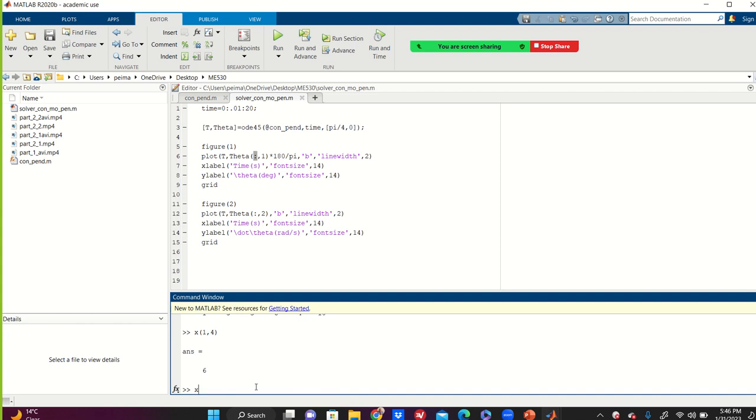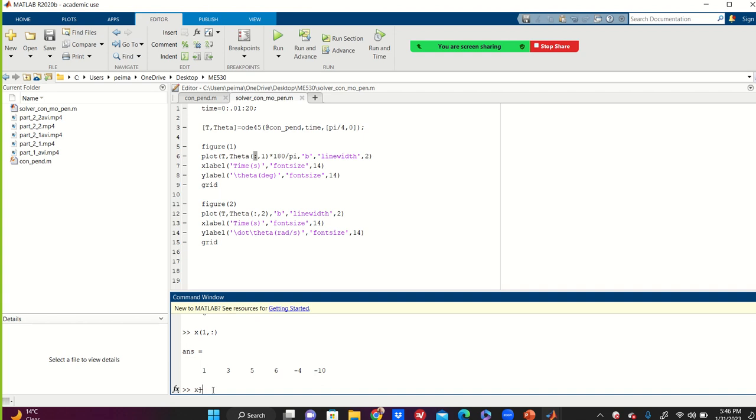Now, if I say give me this, it means give me the first row and all the columns. Here we go. It gives the x itself. See what I'm saying? This is the command word.